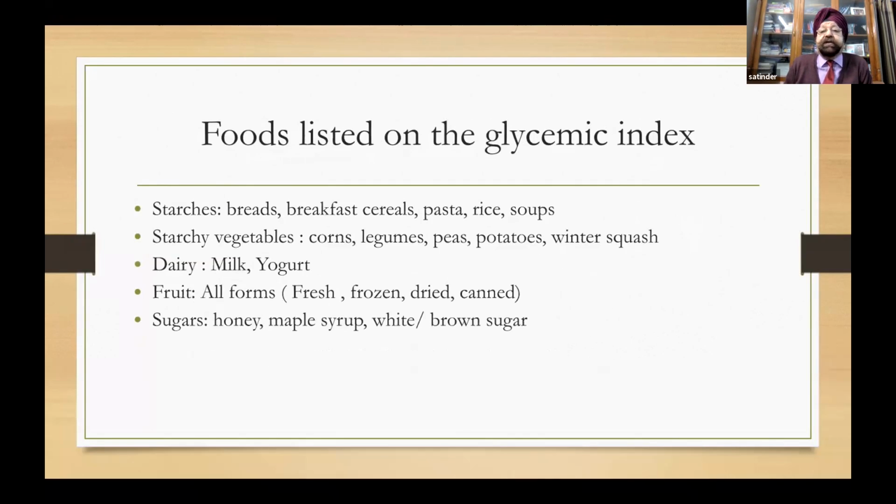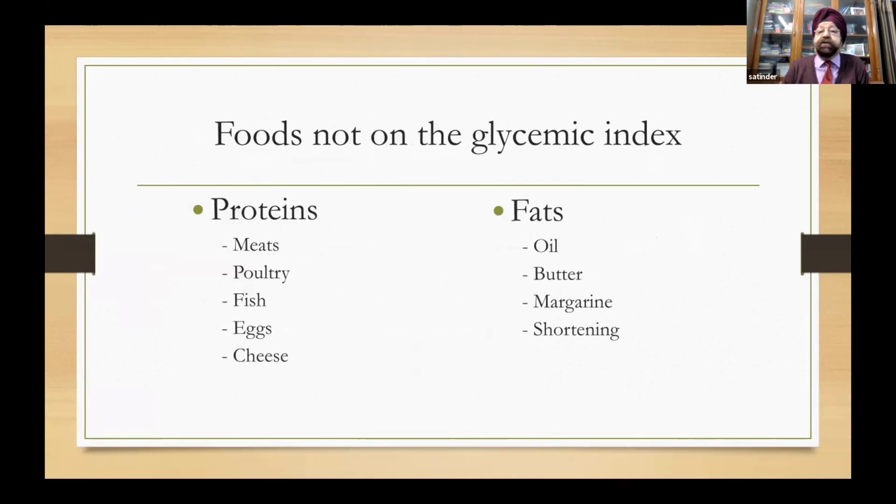Foods listed on the glycemic index are starches, breads, breakfast cereals, pasta, starchy vegetables, corn, legumes, peas, potatoes, winter squash, dairy products like milk and yogurt, fruits in all forms, and sugars, honey, maple syrup. And what are not on the glycemic index? This is interesting: proteins, meats, poultry, fish, eggs, cheese, fats, oil, margarine, butter, shortening. So they're not there.